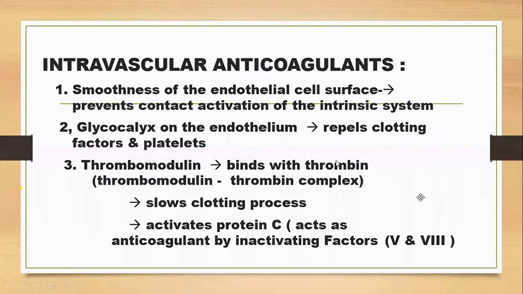While in the clotting mechanism, we said prothrombin is converted to thrombin by the prothrombin activator, and then thrombin acts on fibrinogen to form fibrin fibers. So there, thrombin becomes a coagulant. But when thrombin binds with thrombomodulin, it becomes an anticoagulant. It activates protein C, which acts as an anticoagulant by inactivating factor 5 and factor 8.